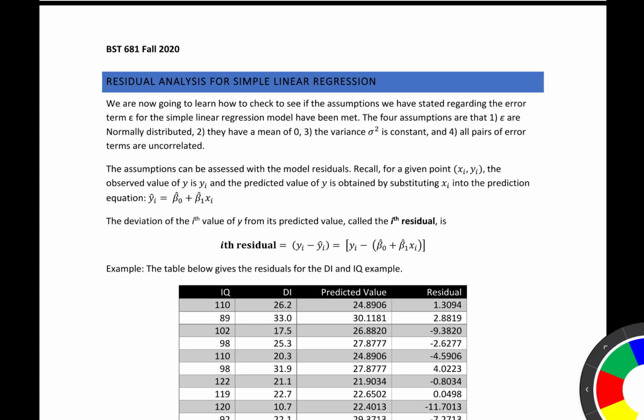So if we want to check the assumptions stated regarding that error term, what we do is we're going to look at the residuals. And so remember, there are 4 assumptions. We have that those errors are normally distributed, they have a mean of 0, the variance is constant for different values of x, and all the pairs of errors are uncorrelated or they're independent.